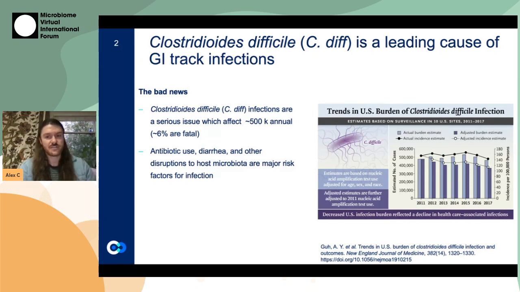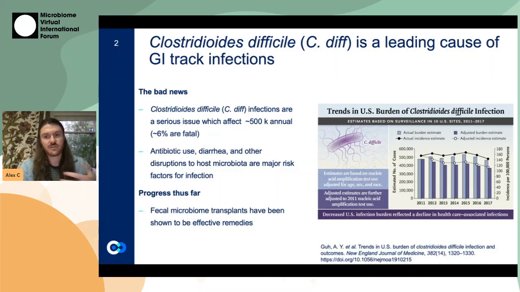And the risk factors for this infection are typically the use of antibiotics in the clinical setting, or any sort of perturbation that can lead to the wiping out of your native microbiota. There's been a lot of progress in developing ways to combat this, but so far the most effective has been the fecal microbiome transplant, wherein an individual receives a fecal sample from a healthy donor that can allow them to recolonize their native microbiota. In this context, the use of antibiotics has been shown to be effective in some cases, but generally not an ideal remedy.